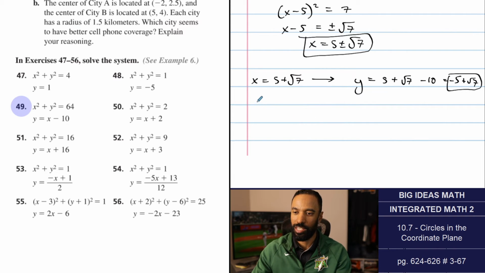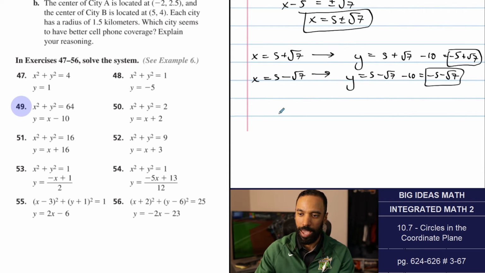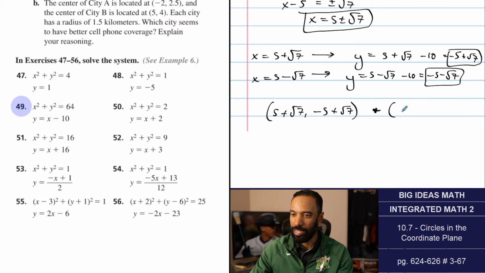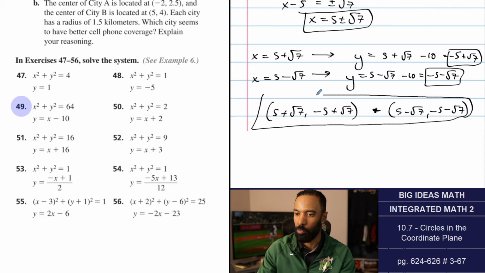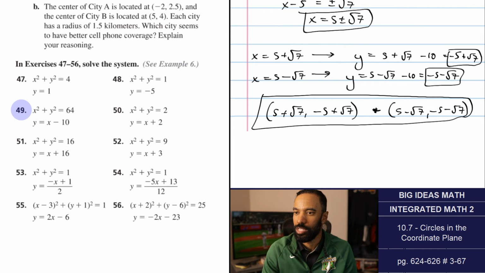And then when x is 5 minus root 7, y is 5 minus root 7 minus 10, which is negative 5 minus root 7. So the two ordered pairs are 5 plus root 7 comma negative 5 plus root 7, and 5 minus root 7 comma negative 5 minus root 7. Quite a bit of information for just that one problem. And we have some more after that. So let's see how many of them do that.